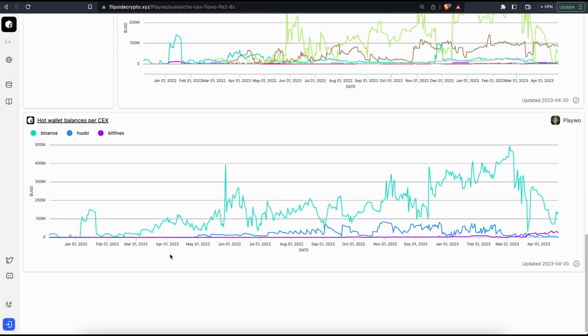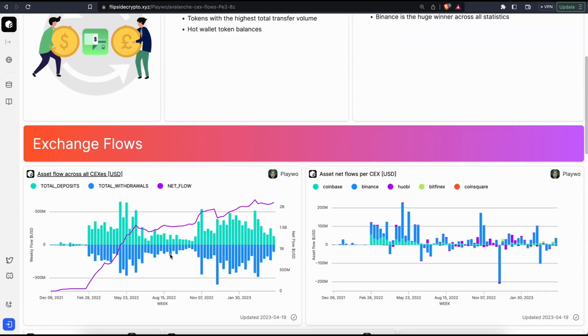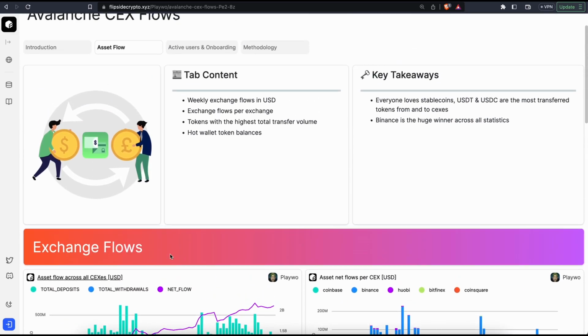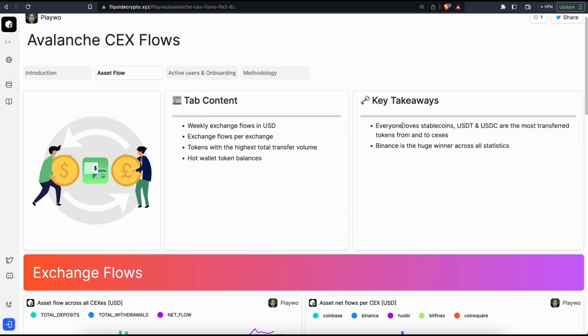I know some folks will probably ask, is it too Spartan? Does it have enough information? For me, it does. It tells you what you're going to learn. It has a really interesting takeaway, and it's super easy to find what you're looking for. So I have some critiques. But if we go to asset flow, if you scroll up, this first graph, asset flow denominated in US dollar terms across all centralized exchanges, is excellent.